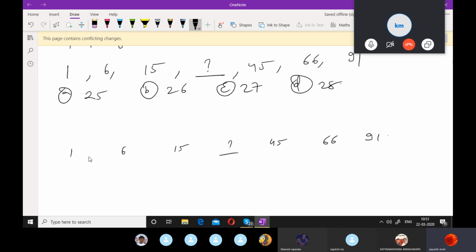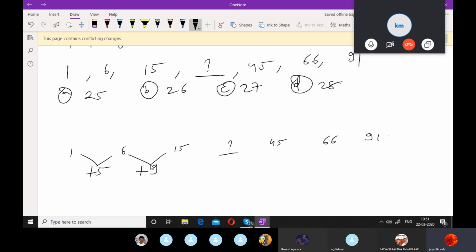So now let's see this. How to do this problem? I already told you the difference method is the best method. Okay. So 1 plus 5 is 6. If you want to go from 1 to 6, what you can do is add 5 to 1 to get 6. Now 6 plus 9 is 15.